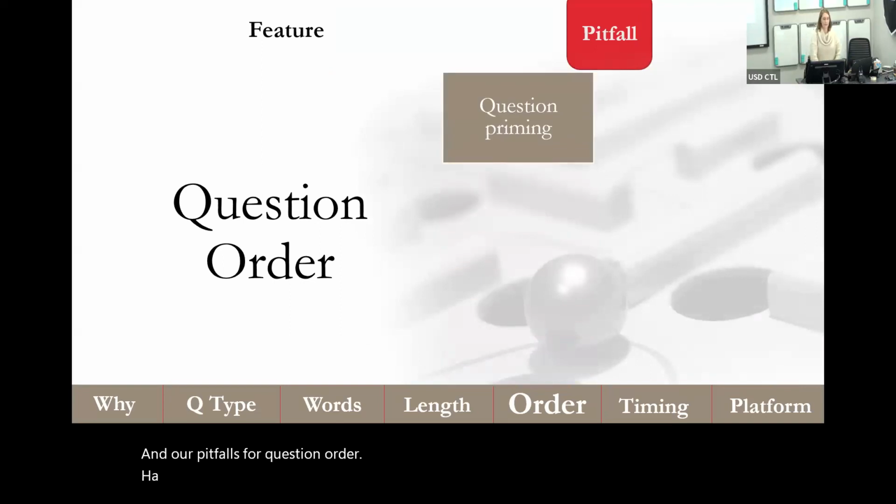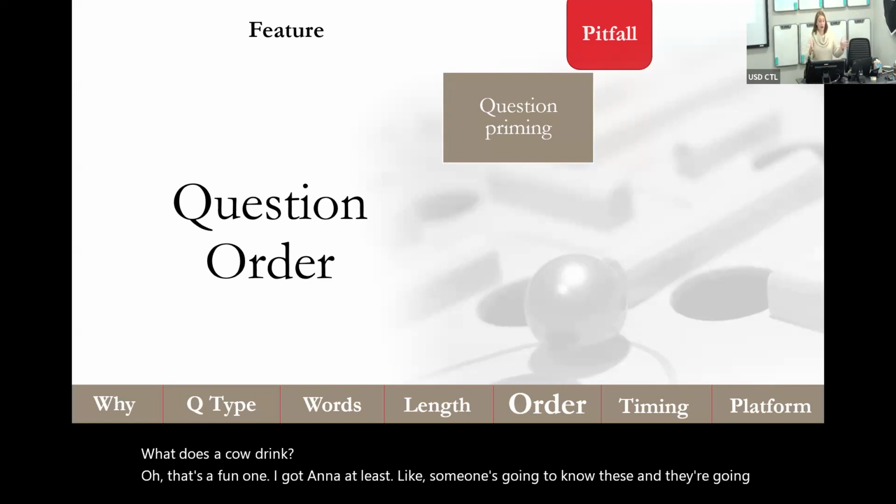Question priming. So say silk 10 times fast. Silk. What does a cow drink? Water. Water. Oh, that's a fun one. I got Anna at least. Like someone's gonna know these and they're gonna, because they're already primed, right?